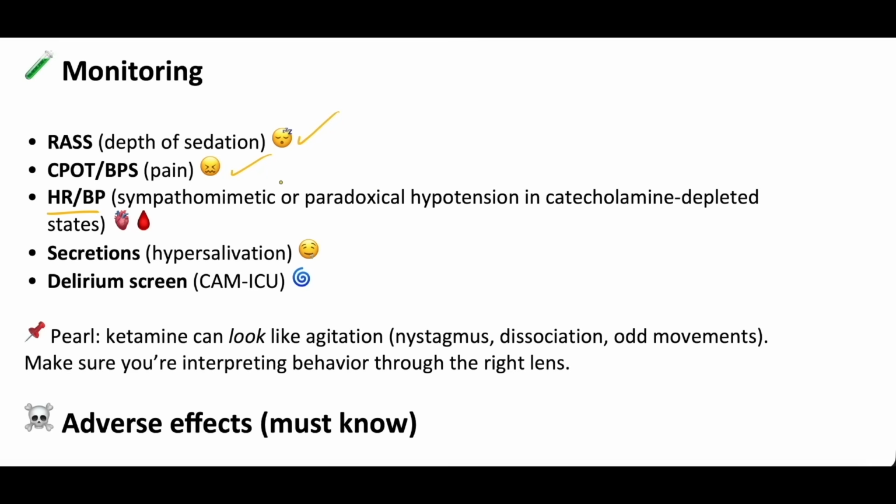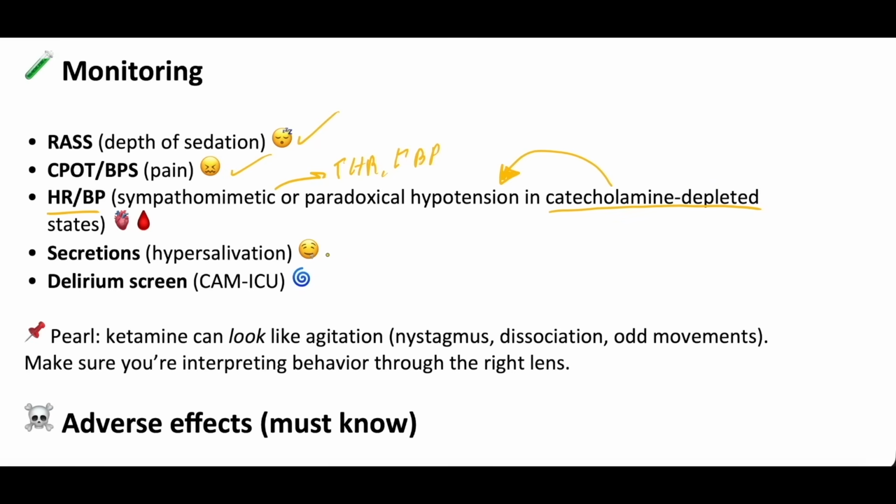The sympathomimetic effects usually cause increased heart rate and increased blood pressure, but remember, in that catecholamine depleted patient, sometimes you can actually get paradoxical hypotension. Secretions, this is a big one. This is definitely one to note.